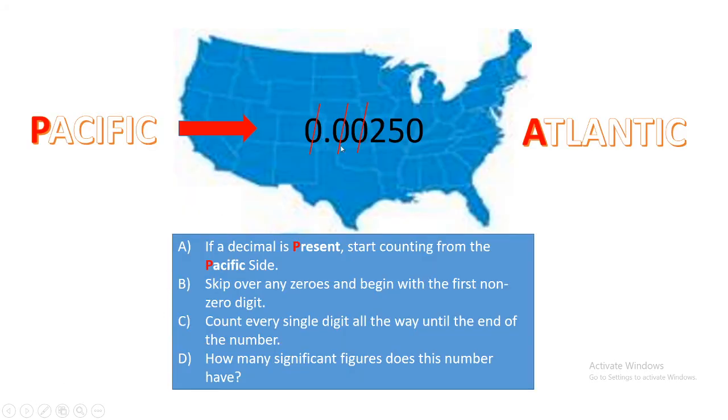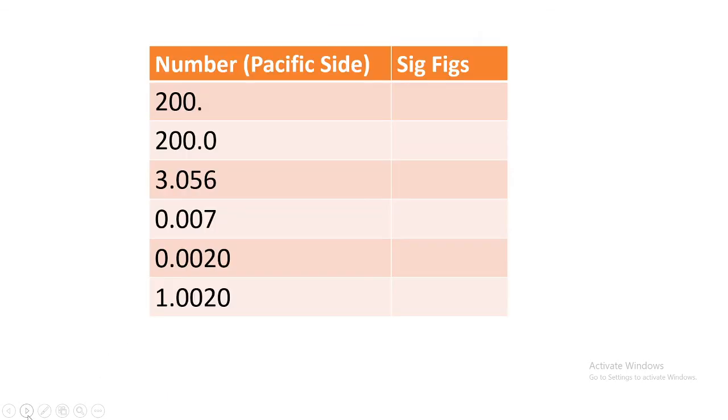Here on the Pacific side, it has a decimal. Is it present? Is present. Skip over any zeros, so skip over these, and begin counting with the first non-zero digit here. So 1, 2, 3. So you have 3 significant figures here. So this has a decimal. Pay close attention now. This has a decimal, so there's 3 significant figures. This has a decimal here, so there's 4 significant figures.